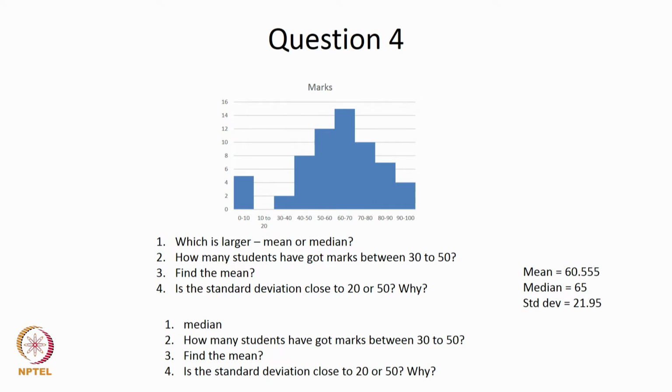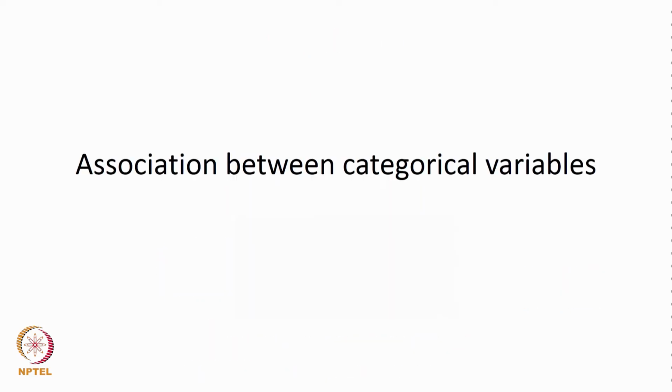Now, we move to another topic, which is association between categorical variables.